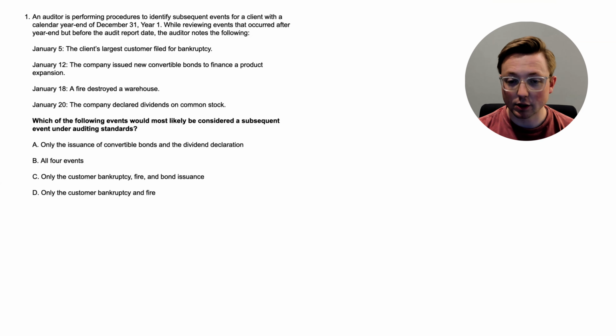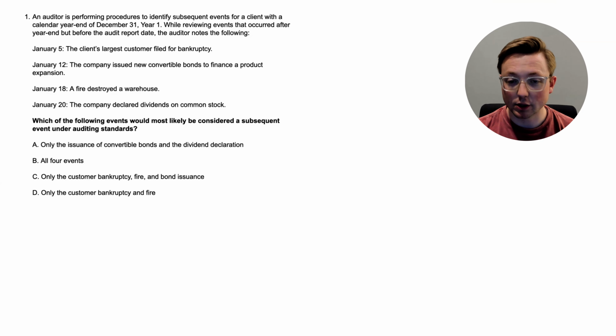All right, here we are. The answer is B. All 4 events would be considered subsequent events. So let's learn what a subsequent event really is. A subsequent event is any event or transaction that takes place after the balance sheet date, so in this case, December 31st of year 1, and before the auditor's report date, and that the auditor must consider for possible adjustment or disclosure.